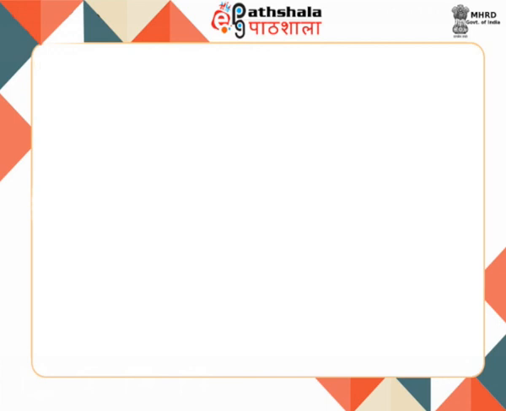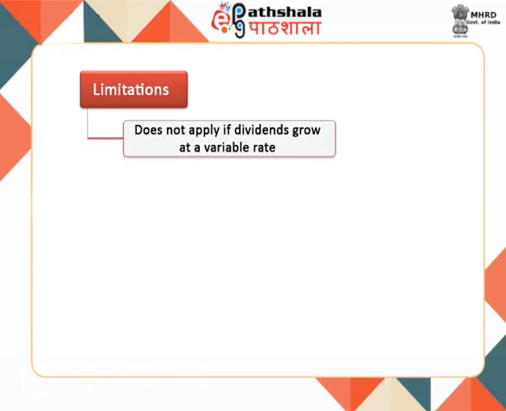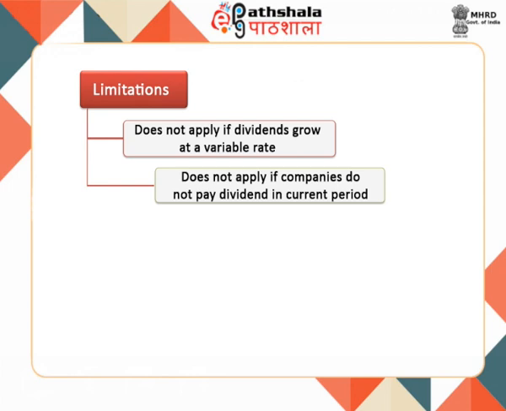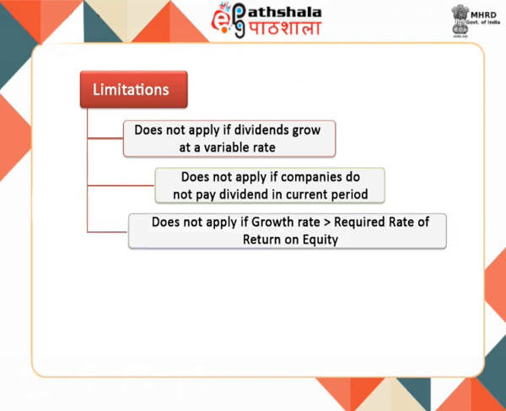Although DVM is a very sound technique of calculating the cost of equity, it is not free from drawbacks. The following are the limitations of DVM. The model fails to calculate the cost of equity if dividends grow at a variable rate. The model fails to calculate the cost of equity for those companies that do not pay dividend in the current period. In this case, D1 would be 0 and thus P1, or expected price, would be 0, which does not make sense. This model does not apply if growth rate of dividends is greater than the required rate of return on equity, because in this case, the model will calculate a negative stock price, which is not possible.